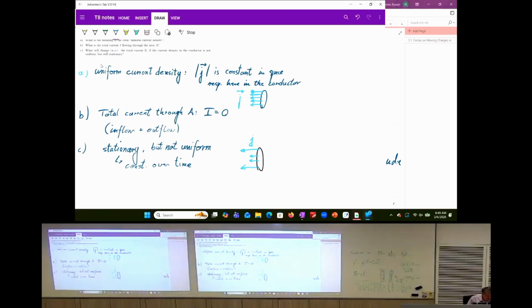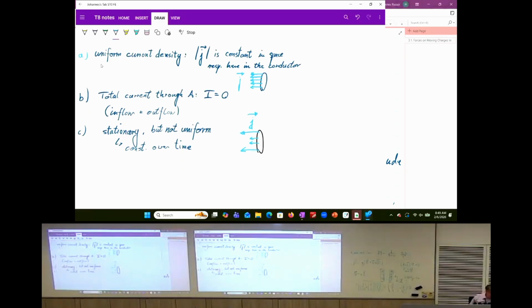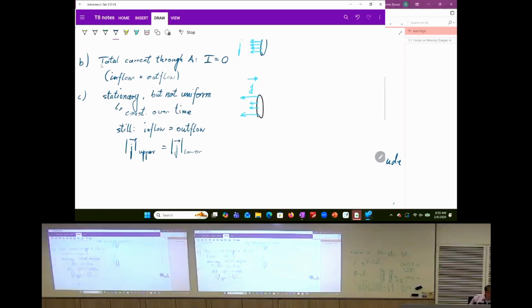carriers at the outside, but in the end it can be a variation of the density, and more likely it is also. You have here a larger magnitude of the current density vector outside than inside of the conductor. So it is now not uniform, yet still we will have inflow equal to outflow, because the magnitude of the current density in the upper part, intersecting with the control area at the top, and the lower will still be the same. Just within the wire, you will have a variation.